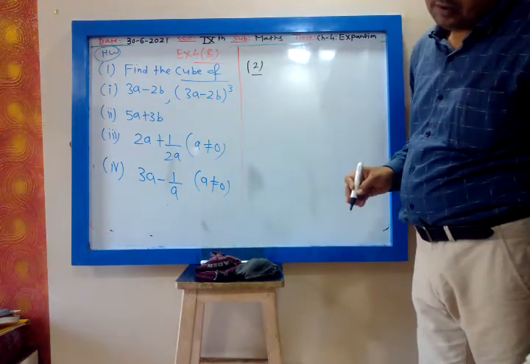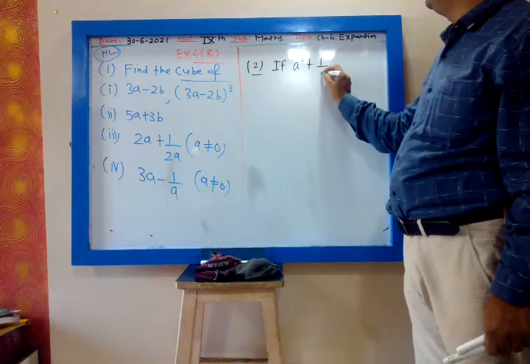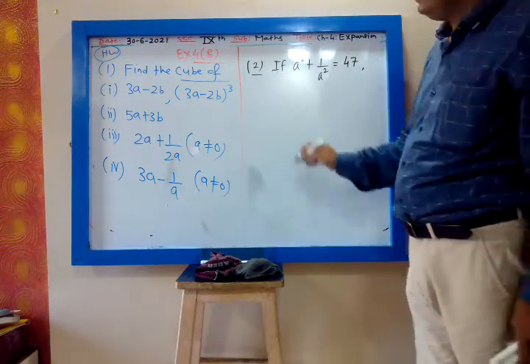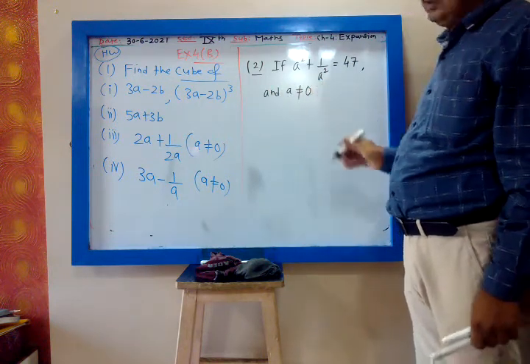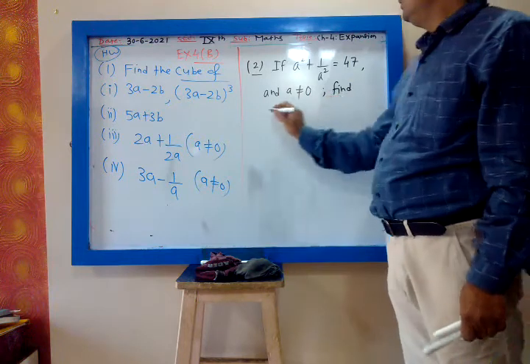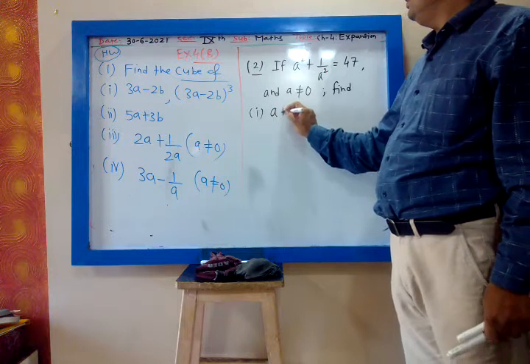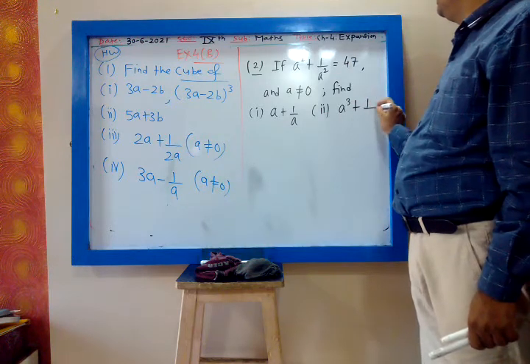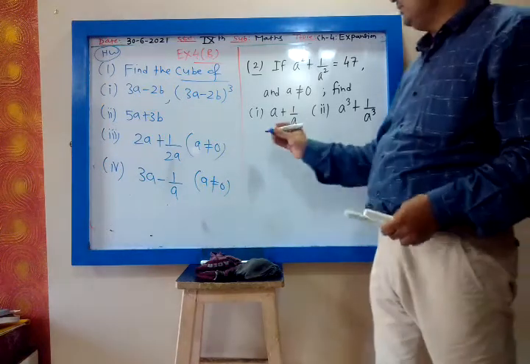Second, if a square plus 1 upon a square is 47 and a is not equal to 0, find the value of: first, a plus 1 upon a, then second, a cube plus 1 upon a cube. Is it clear? So let us solve this, no problem.